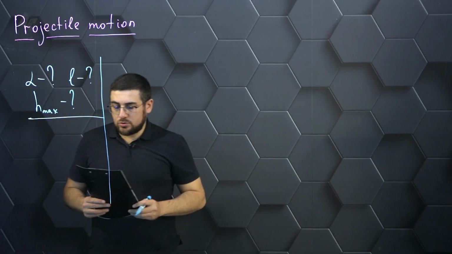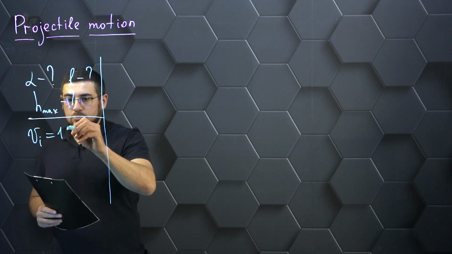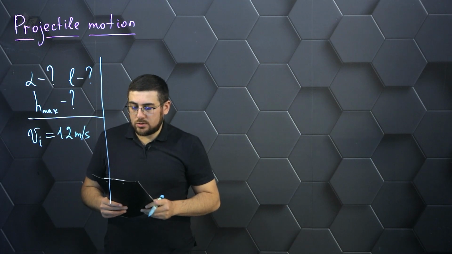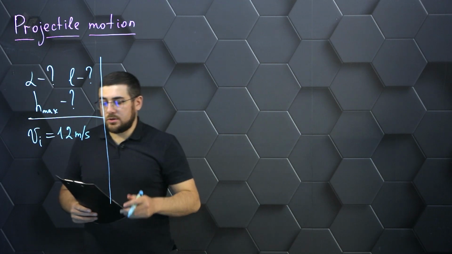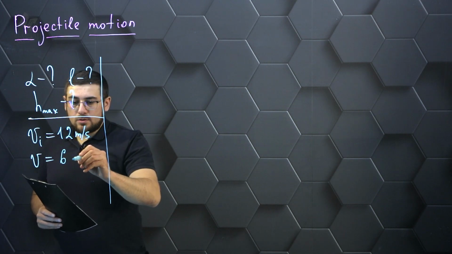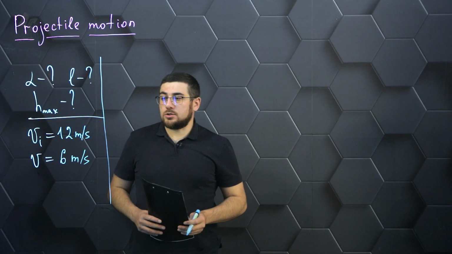What do we know? We know that the initial velocity of this body is 12 meters per second, and we also know that at the upper point of the trajectory, its velocity was equal to 6 meters per second. Let's denote it simply as the letter V. And let's see in the figure what this velocity is.